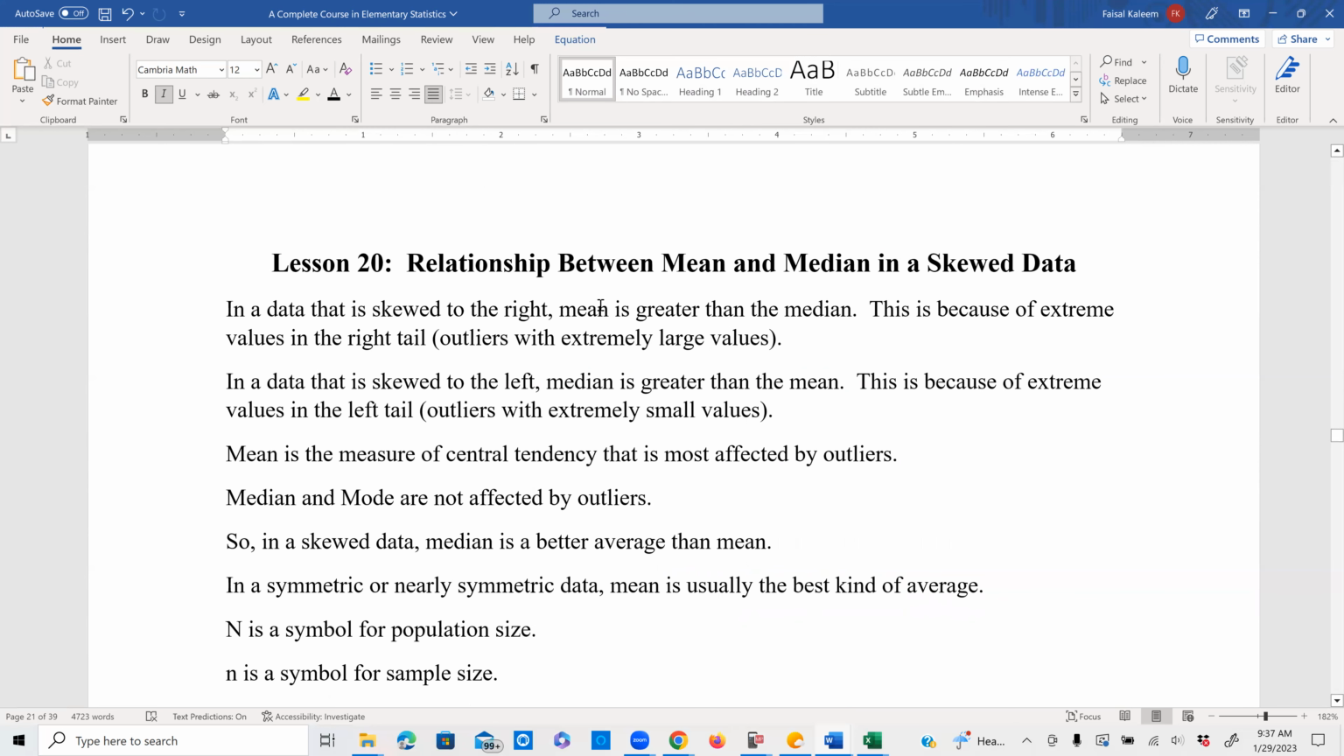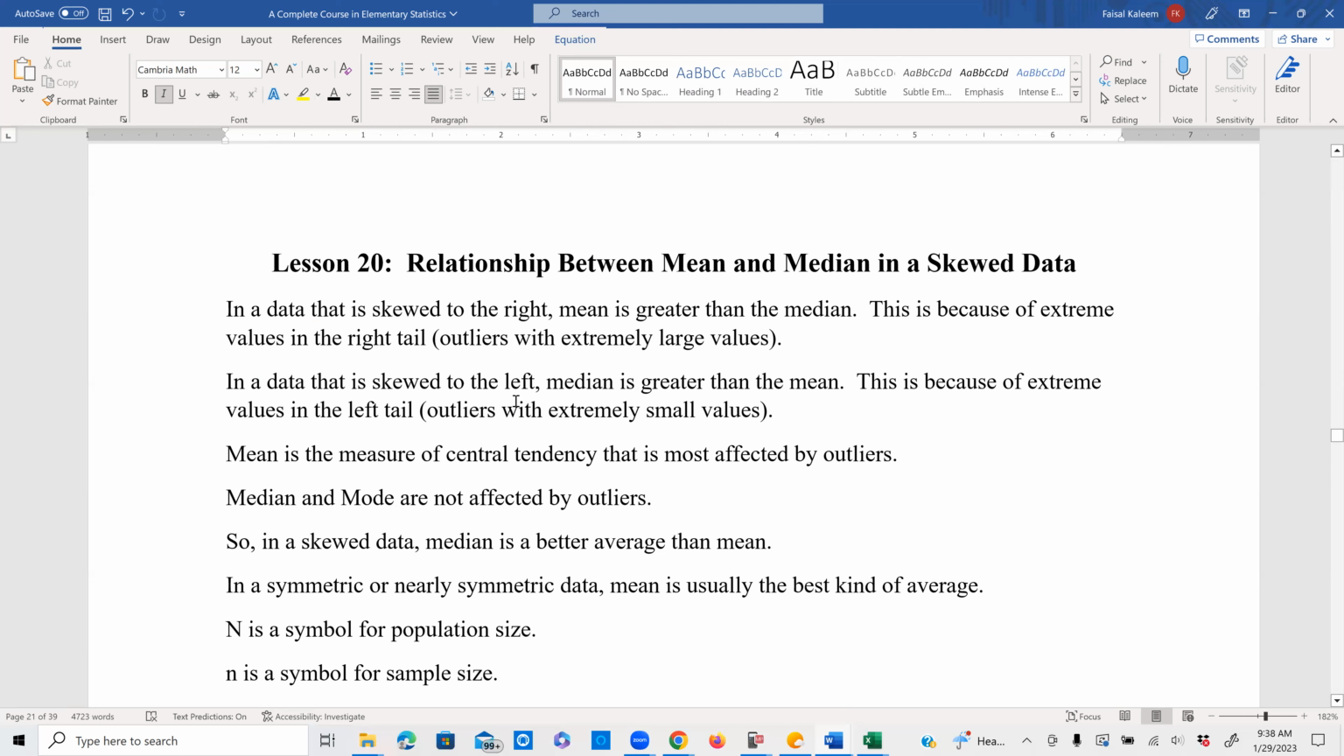Relationship between mean and median in skewed data. In data that's skewed to the right, the mean is greater than the median. We illustrated that by a picture earlier. This is because of extreme values in the right tail, or outliers with extremely large values. So in skewed right data, we have outliers with extremely large values, and the mean tends to go towards the outliers. If there are extremely large outliers, then the mean tends to be large. And if there are extremely small outliers, then the mean tends to be small.